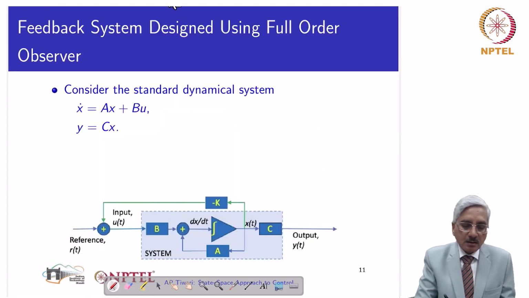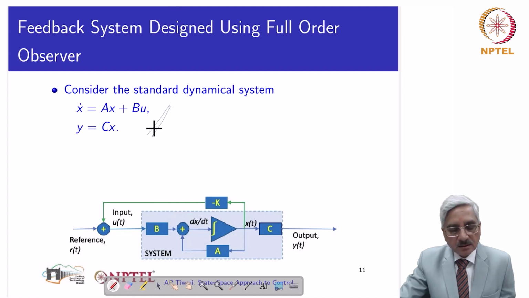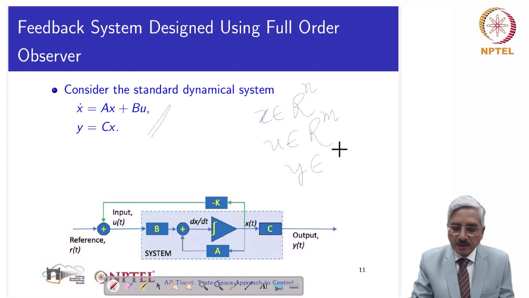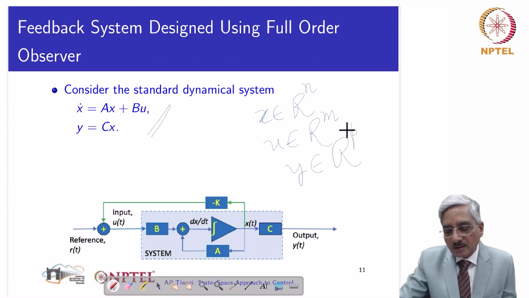We consider, as usual, the nth order system described by the standard state space equation. Here it is a linear time invariant description, x dot equal to Ax plus Bu, y equal to Cx, x belonging to R^n, u of dimension m, and y of dimension p. So we have n-dimensional state space, m-dimensional input and p-dimensional output.